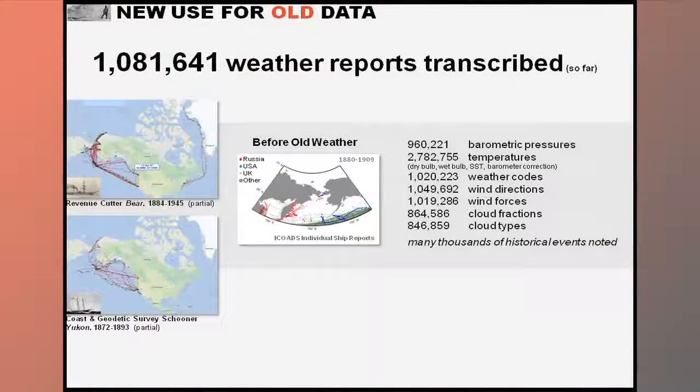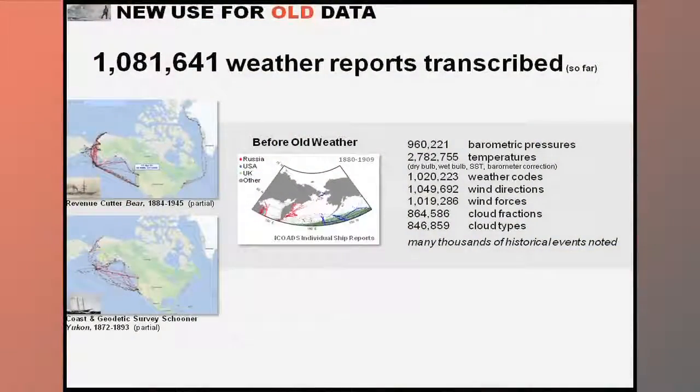So far, since we launched the Old Weather Arctic phase 18 months ago, we've transcribed 1,081,641 weather reports. That was in March, I think, when we did that accounting. That includes a lot of variables, tons and tons, but also many thousands of historical events. But more importantly, you can see in the maps here that we're rapidly filling in a big hole in what was our global resource for this period of time.